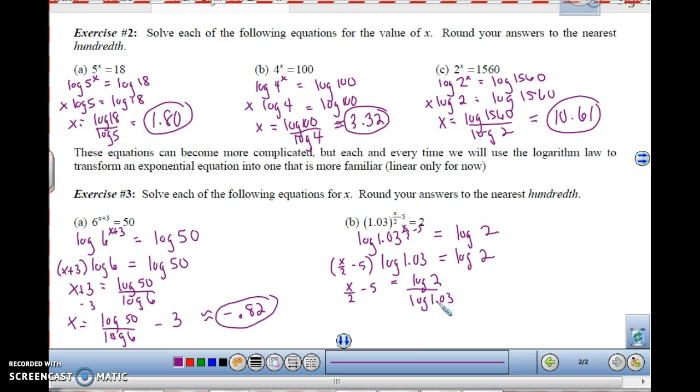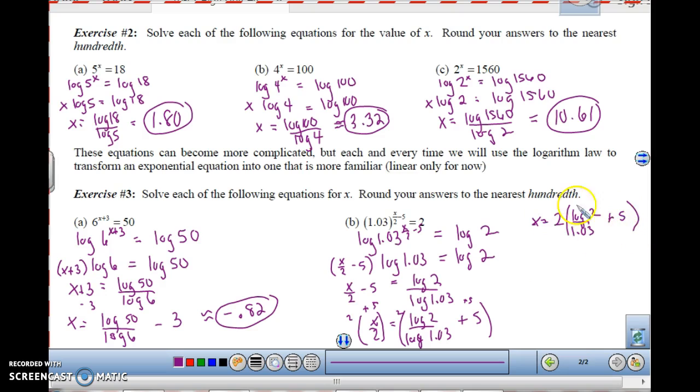Now how am I going to get the x by itself? Well, first of all, I'm going to have to add the 5. So that gives me x over 2 equals log 2 over log 1.03 plus 5. Now how do I get rid of the 2? Then I have to multiply both sides by 2, but remember I have to multiply everything by 2. So this is going to be x is equal to 2 times the log of 2 over log 1.03 plus 5.